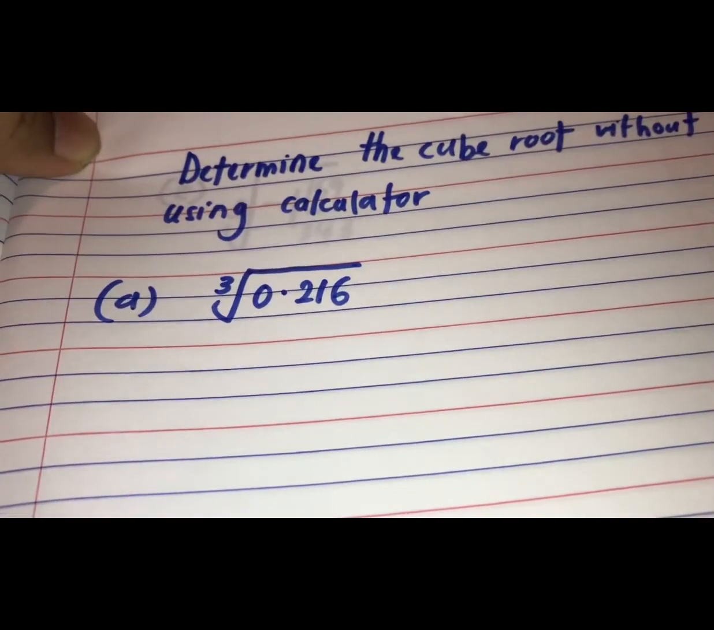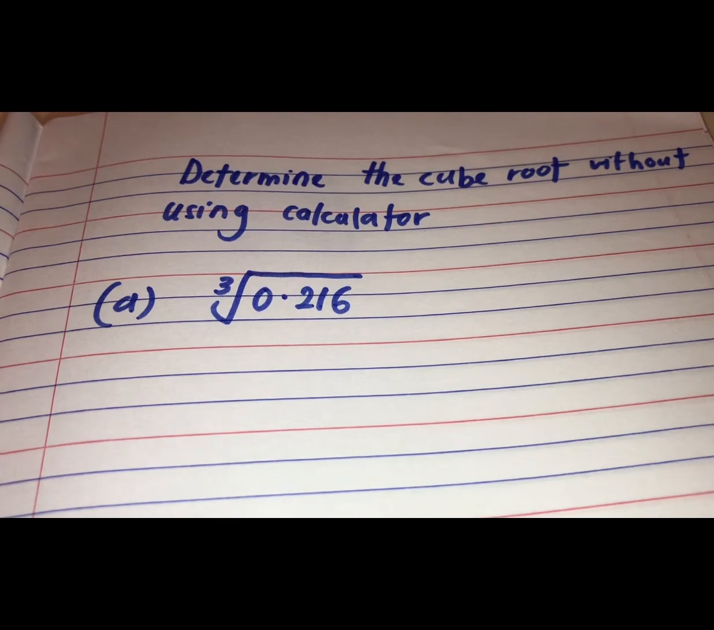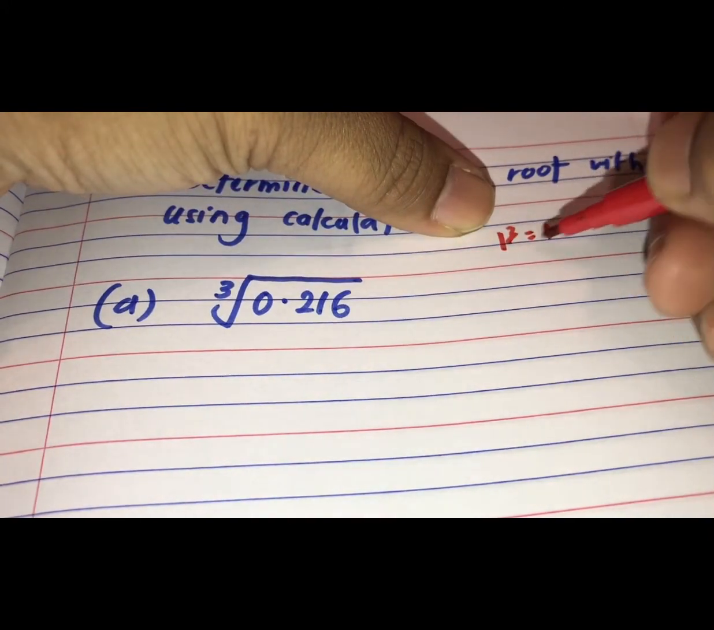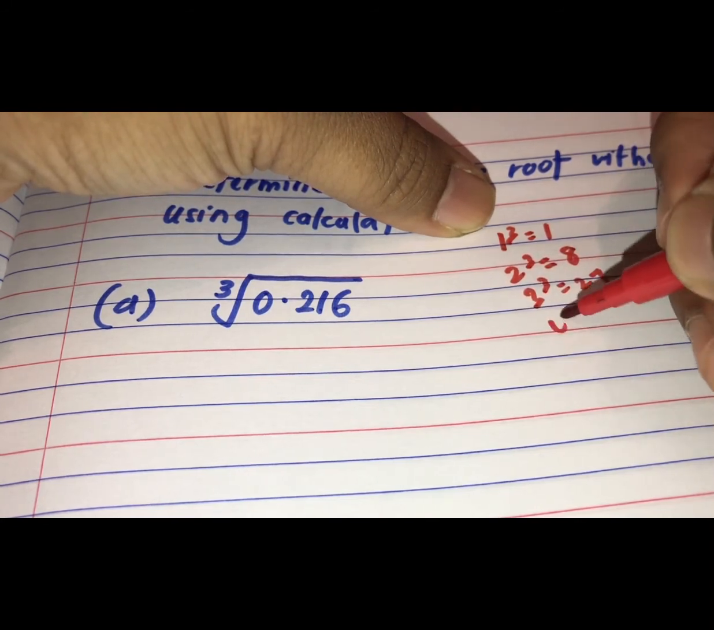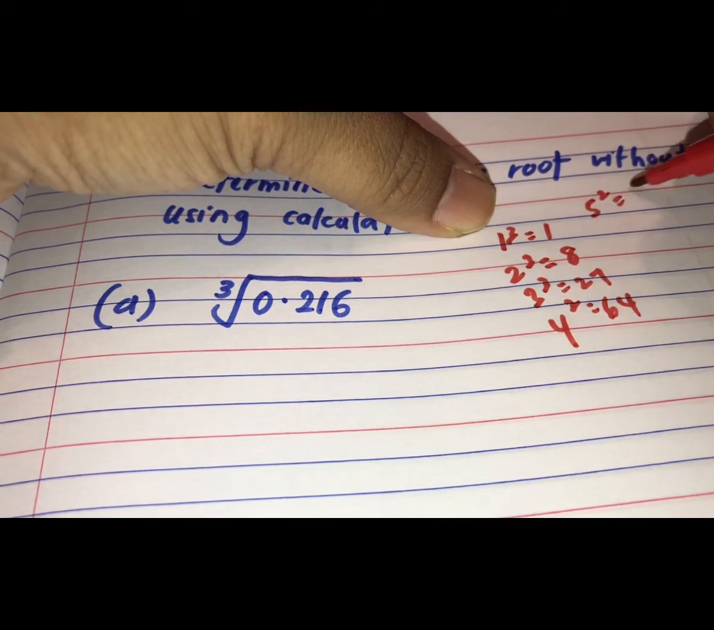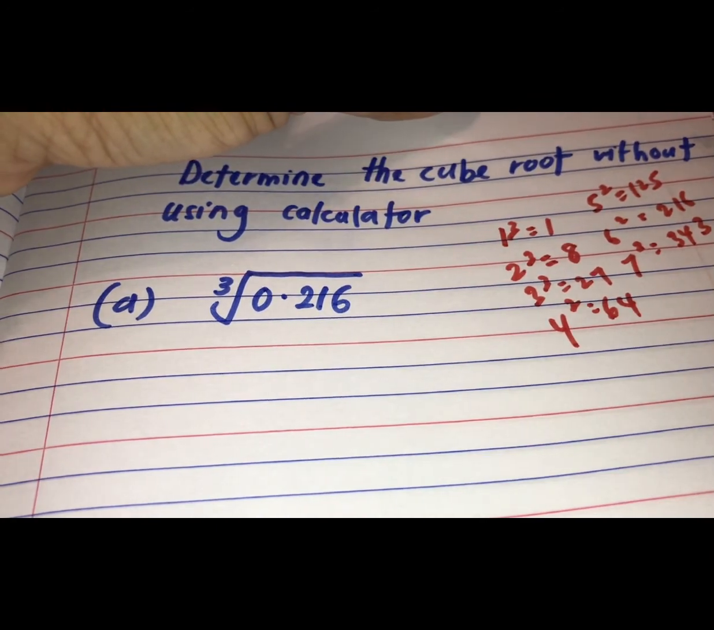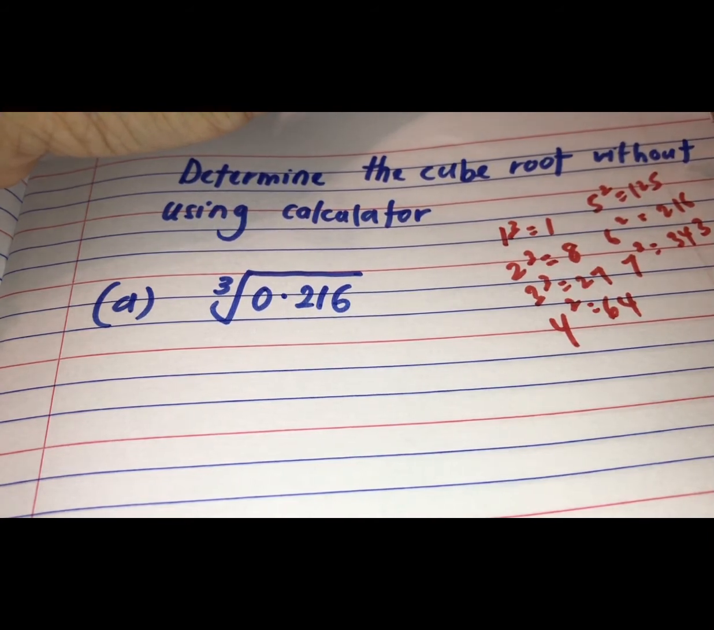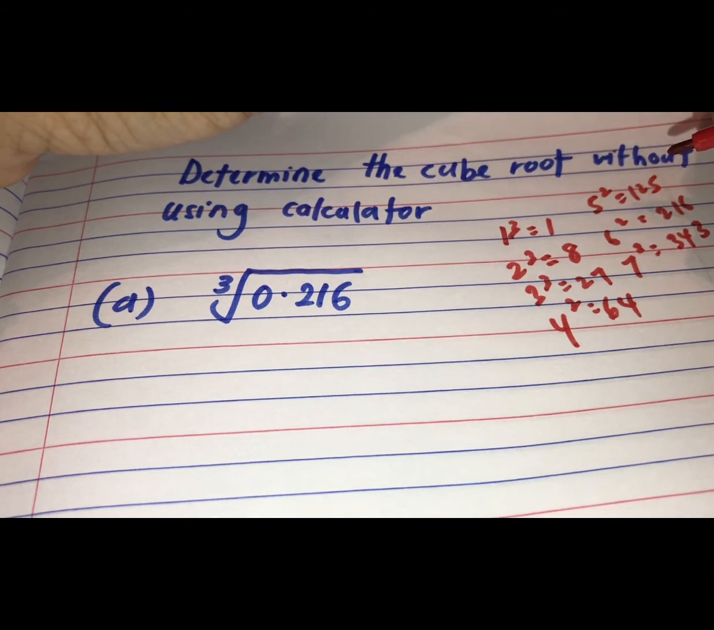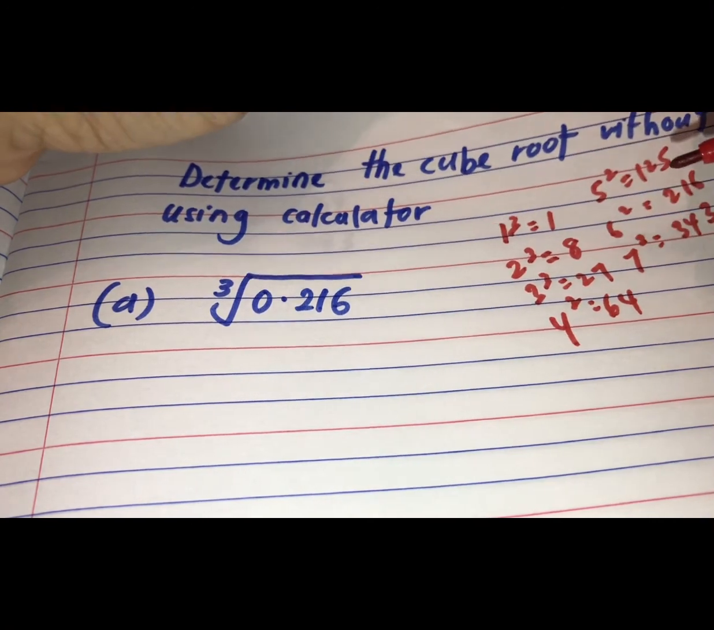If you already memorized the perfect cubes, it is easy to solve this question. So you can write 1 cubed is 1, 2 cubed equals 8, 3 cubed 27, 4 cubed 64, 5 cubed 125, 6 cubed 216, 7 cubed 343. You memorize until 10. If you cannot bring a calculator and you did not memorize, it is difficult. But if the exam allows a calculator, no problem. Better you memorize.